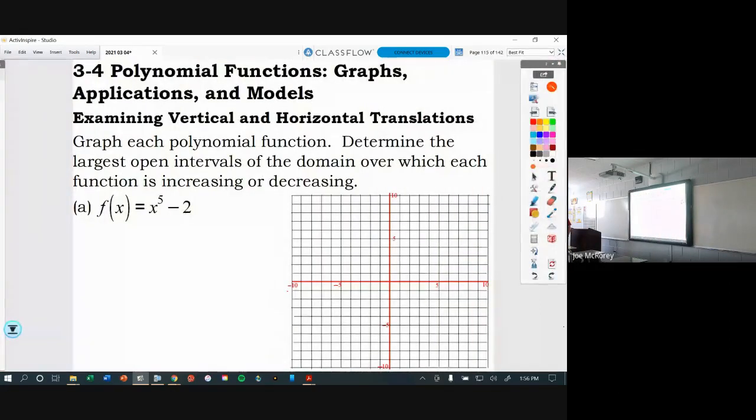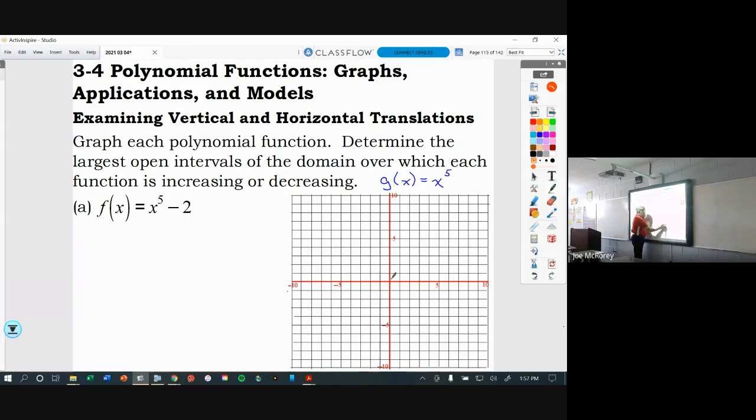We are going to graph f of x equals x to the fifth minus 2. Then we're going to determine the largest open intervals of the domain over which each function is increasing or decreasing. I will start this by graphing the parent function. And what is the parent function of the given function? x to the fifth power. That is the parent function. I'm going to start by graphing x to the fifth power. Diego, you with me? Yes, sir. Okay, just checking. So let's graph this real quick.